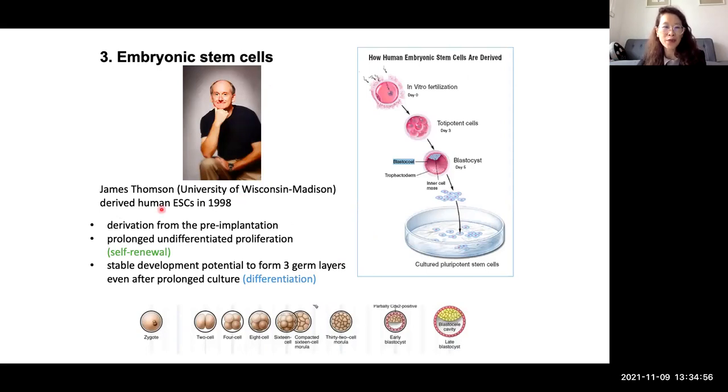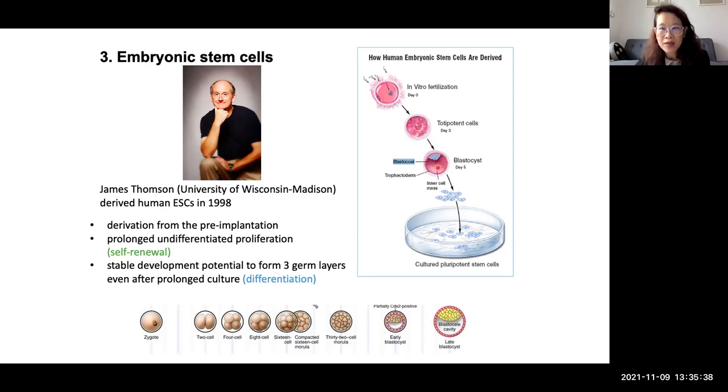So this is Professor James Thompson. He is the one who developed human embryonic stem cells in the standard way. And what I wrote here, of course, is that they have prolonged undifferentiated proliferation. They can proliferate and divide themselves, cell renewal, and also they can develop into the other 3 germ layers. Differentiation, definitely check and check. So this becomes stem cell renewal and becoming other cell types.